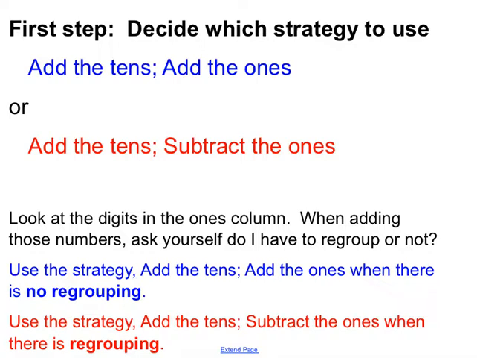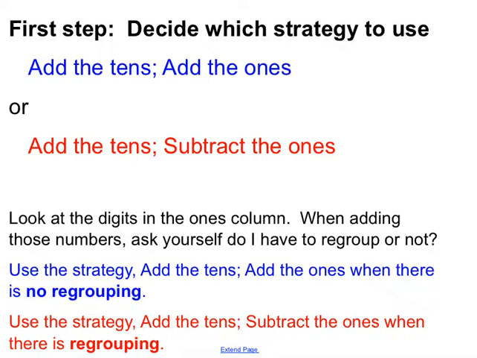The first thing you need to do is decide which strategy to use. One strategy is add the tens, add the ones. The second strategy is add the tens, subtract the ones. So first, you look at the digits in the ones column. When adding those numbers, ask yourself, do I have to regroup or not?